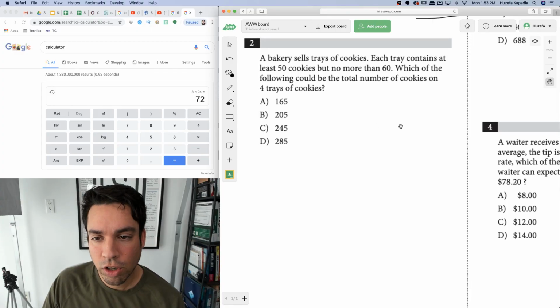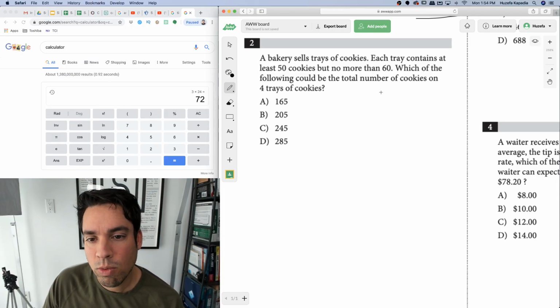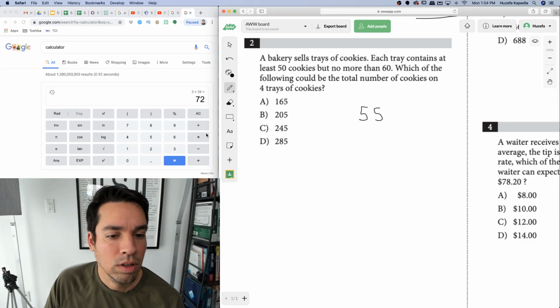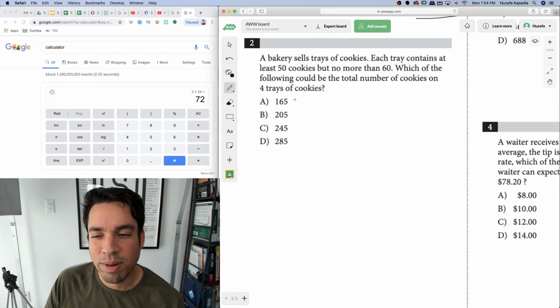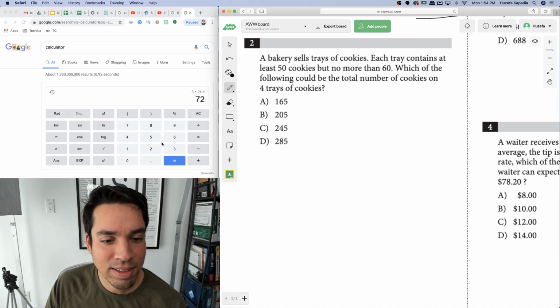A bakery sells trays of cookies. Each tray contains at least 50, but no more than 60. Which of the following could be the total number of cookies on 4 trays? All right, at least 50, but no more than 60. Let's just say there's 55 times 4. Sorry, that's not going to work here. It's not free response.